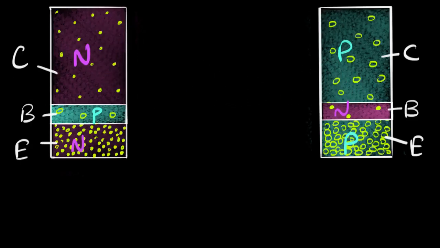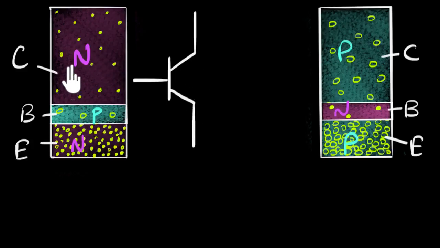Now let's look at the circuit symbol of this. The circuit symbol of a transistor looks somewhat like this. Ta-da, there you have it. This is how a transistor is drawn in any circuit.